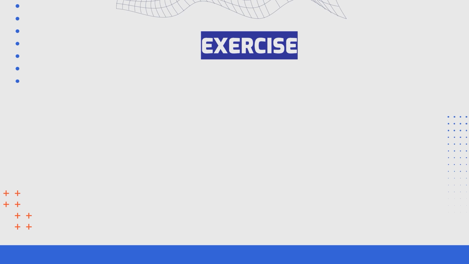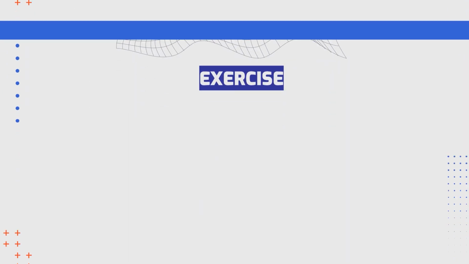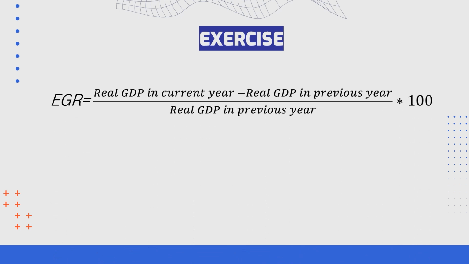Let's apply this formula to an example. Suppose country X had a real GDP of $500 billion in 2022 and $530 billion in 2023. Using this formula, we can now calculate the EGR, or economic growth rate. 530 minus 500 divided by 500 multiplied by 100 gives us the value of 6%. This means the economy grew by 6% over this year. Try applying this formula to other real-world GDP figures.